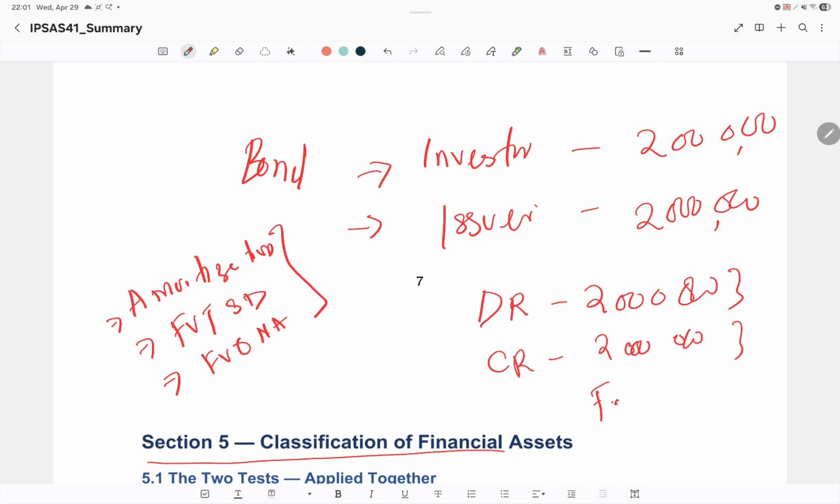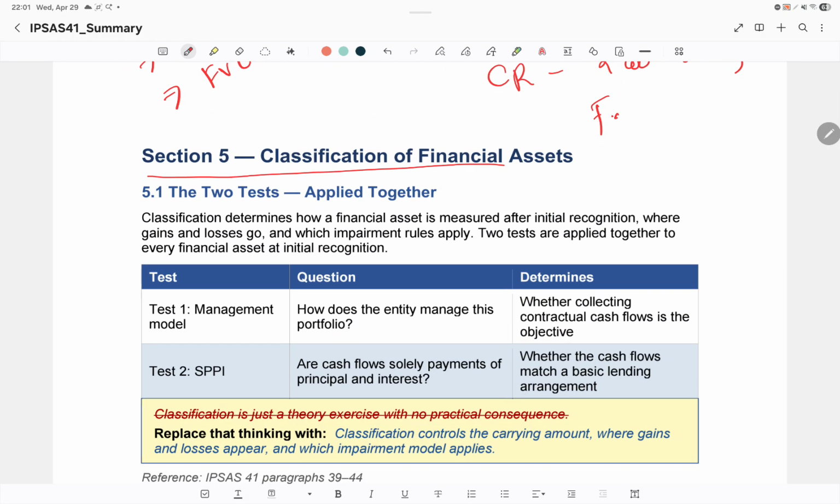So what this classification tells you is that there are decision tests which you need to do. The first decision is, how does the entity manage this portfolio? So you're looking at the management or the business model. This determines whether the aim is to collect contractual cash flows, or for trade, or for sale. You look at, am I selling this? Am I holding it to sell? Am I holding it to collect cash flows?